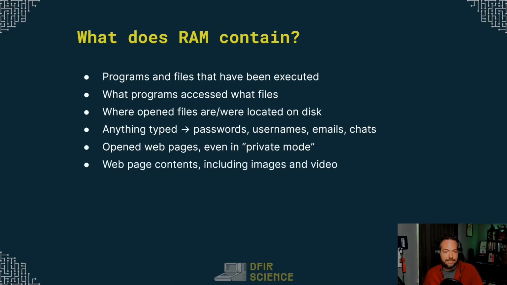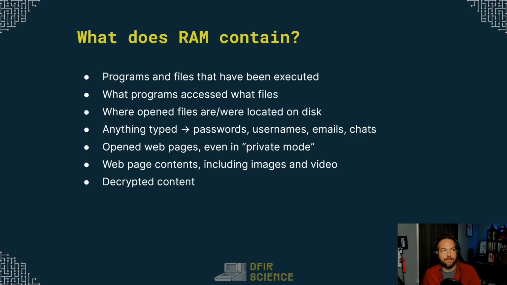Web page contents, including images and video. I already said if you're downloading images or video from the web, the network traffic gets loaded into memory first, but then your browser or whatever program you're using to show you the image or the video also has to load the data into memory. Okay, so you can either see the network traffic or you can see the contents that your applications are loading. And then decrypted content, I've already talked about that.